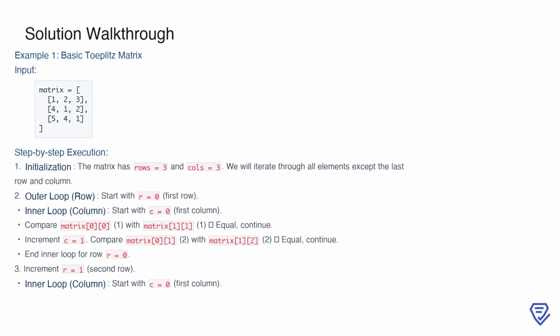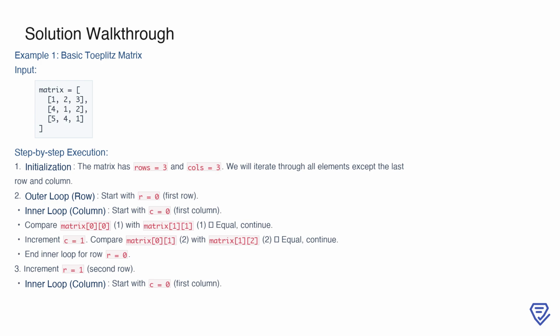Starting with the outer loop, we begin at the first row, row 0. Within this row, we enter the inner loop, which starts at the first column, column 0. Here, we compare the current element, matrix[0][0], which is 1, with the element diagonally below right, matrix[1][1], which is also 1.